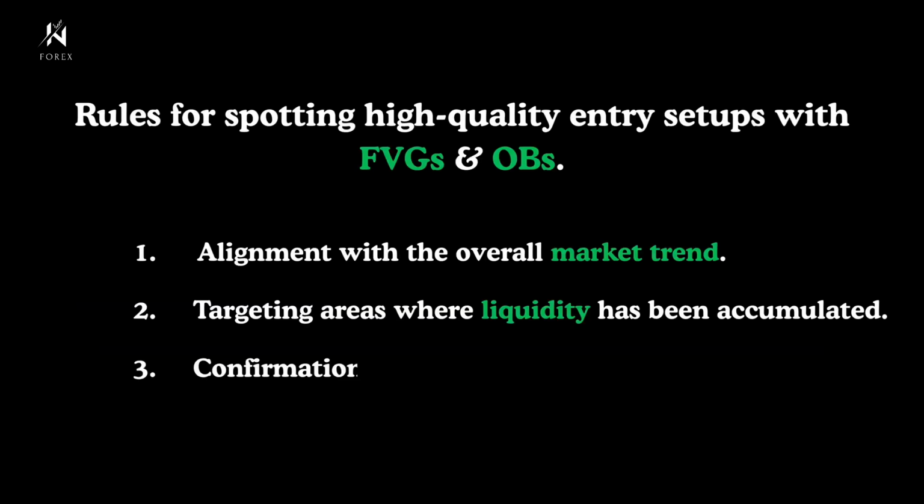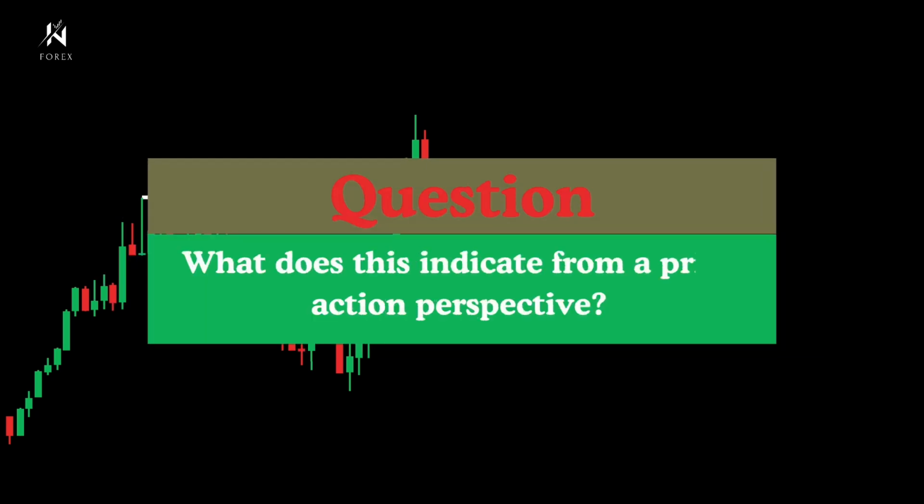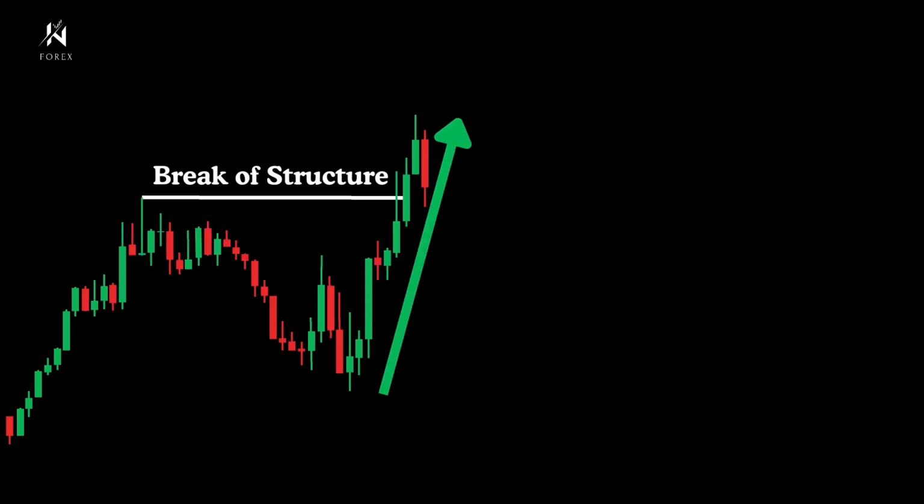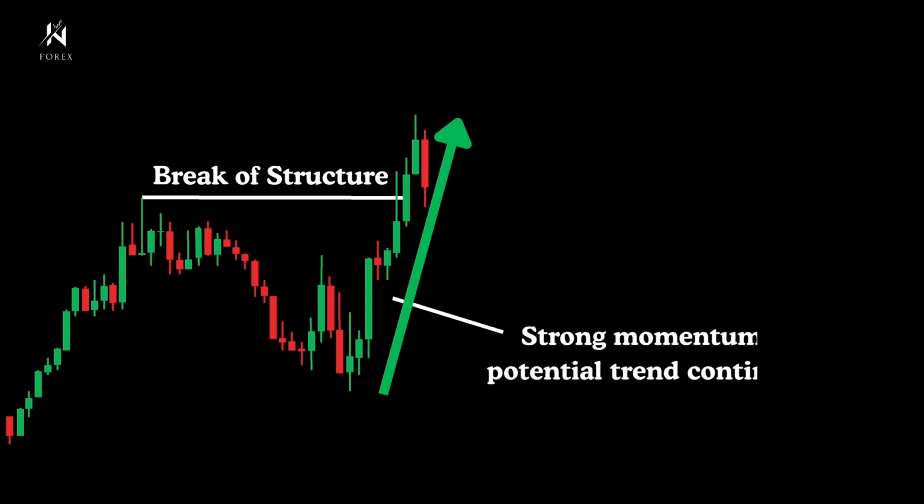Rule number 3: confirmation through a market structure break. A break of structure happens when price breaches a level that once acted as a barrier, causing a rejection of price movement. So, what does this indicate from a price action perspective? It suggests that the impulsive move responsible for the breakout wasn't just a short-term reaction, but rather a signal of strong momentum and the potential for trend continuation.